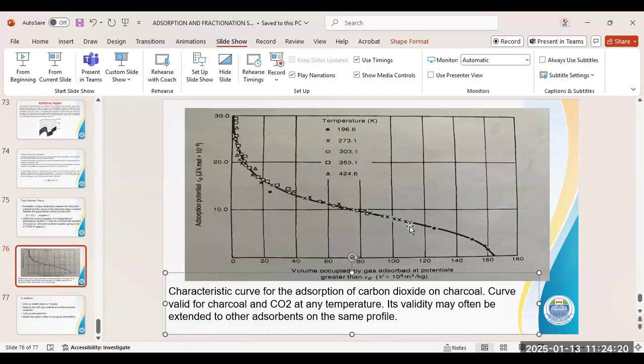So Polanyi actually developed this kind of unified profile, so that if you have any temperature and you have the same adsorbent and adsorbate, you can read up from this profile, okay? And it can also be extended to other adsorbents as well. So this is basically for charcoal and CO2.